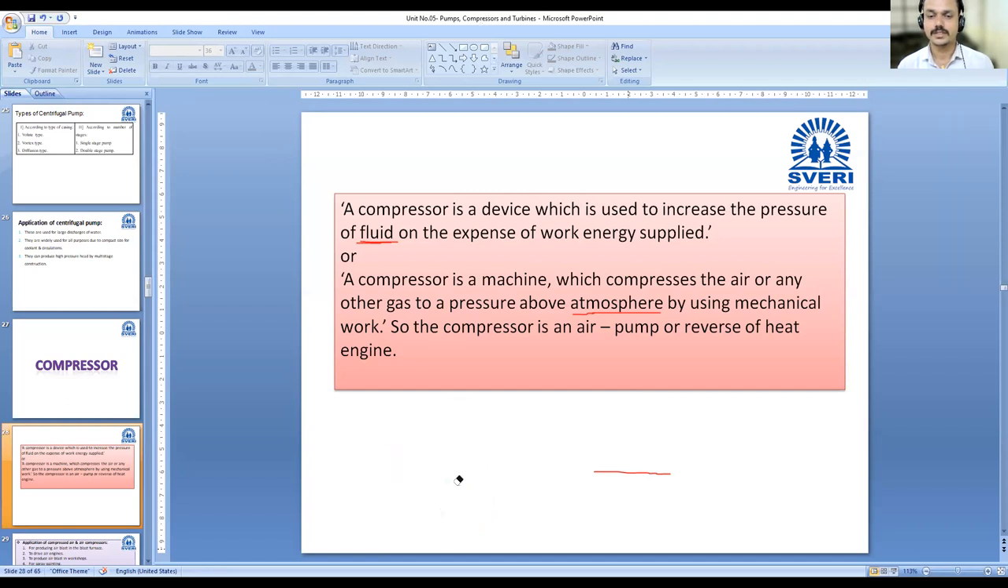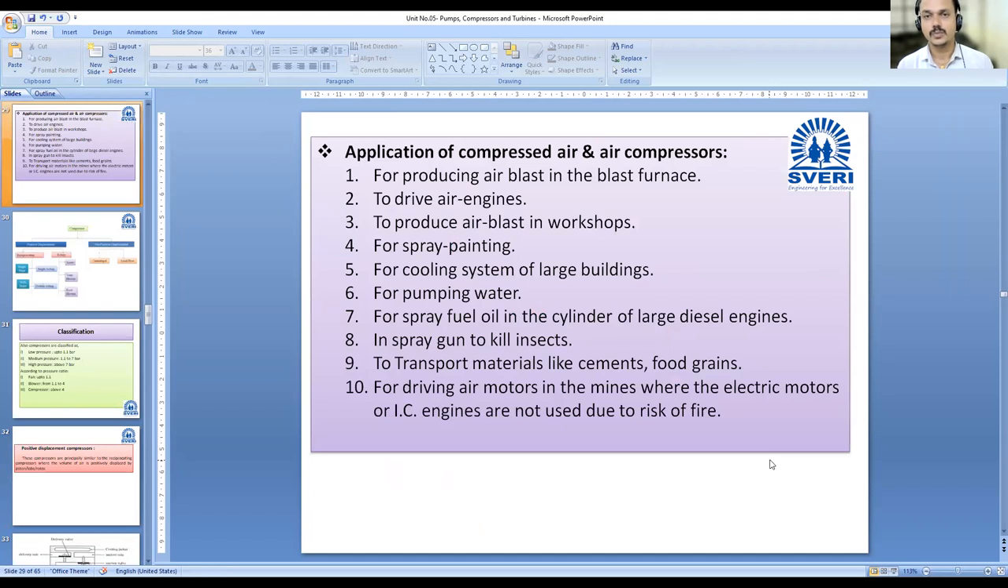What is the atmospheric pressure at sea level? You don't know. Okay, so please check it.